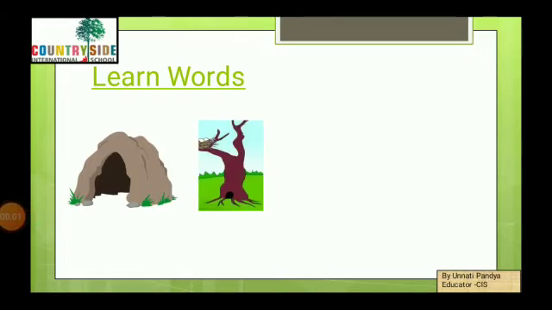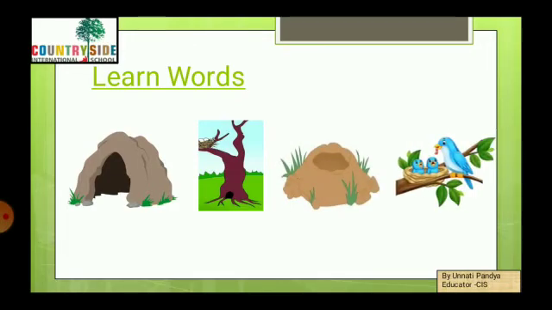In the story, we are told that the bear landed in a cave, the fox landed in a hole at the bottom of a tree, the rabbit landed on some grass, and the mole landed in his burrow. These are all the names of different types of places or the different types of homes of different animals. Let's have a look at them.